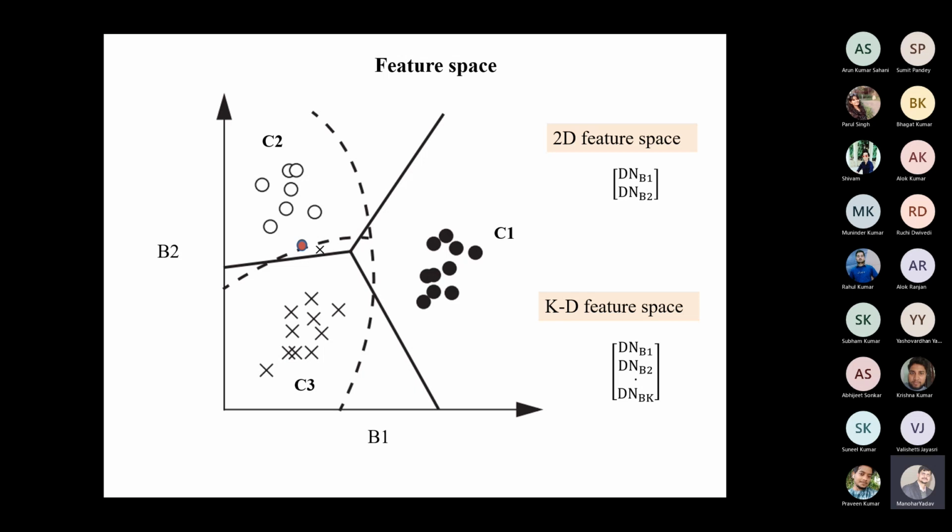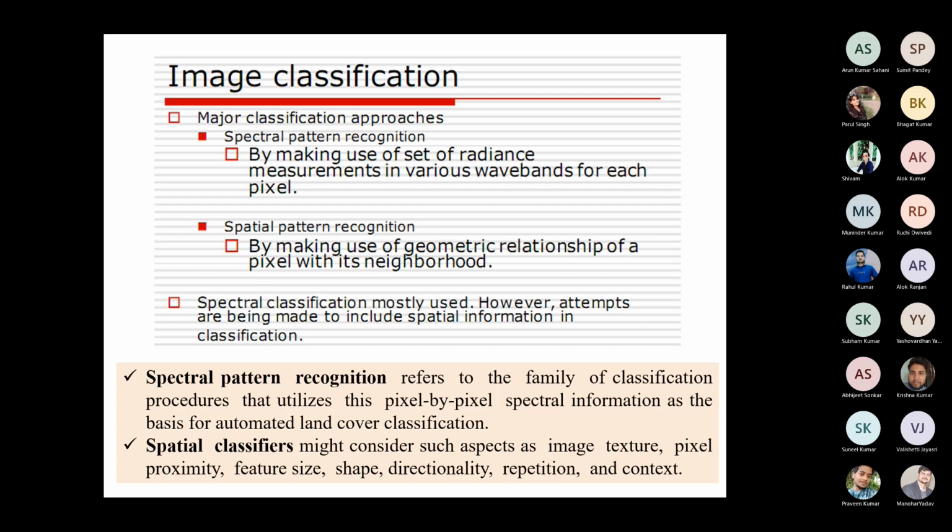Right now, I'm talking about training-based classification. You need to collect the training samples from the actual classes, either from the images or from the field. After collection, the training samples are plotted in a k-dimensional Euclidean space on the basis of digital numbers corresponding to their spectral bands. There are two major classification approaches. The first one is spectral pattern recognition.